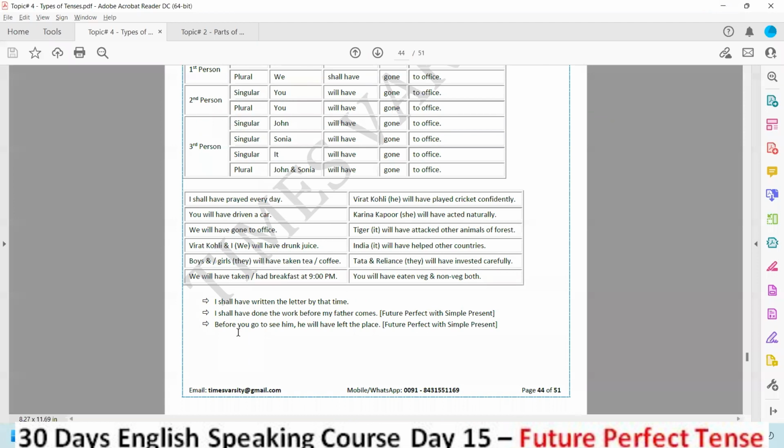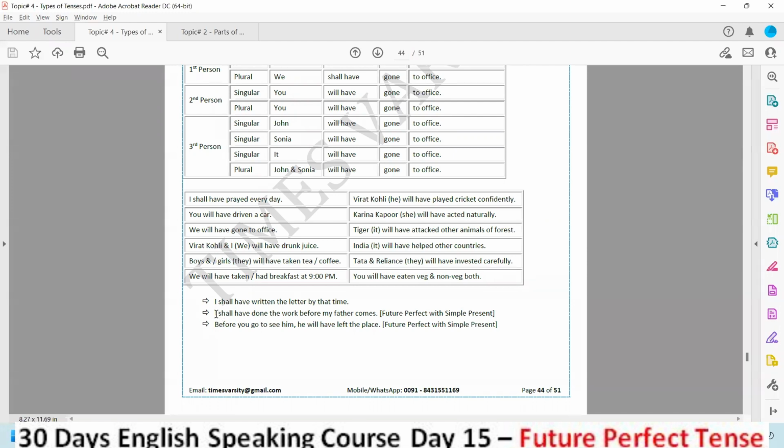Next sentence, please. I shall have done the work before my father comes. मैं अपना काम कर चुका हूँगा मेरे वालिद साहब आने से पहले. Yes. I shall have done the work before my father comes. मैं वो काम कर चुका हूँगा मेरे वालिद साहब आने से पहले.